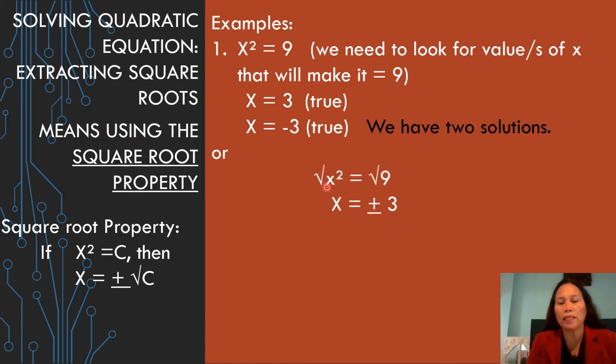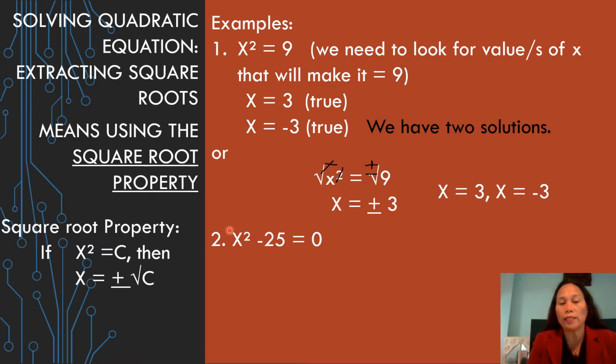Or, pag in-apply na natin ang property ng square root property, so ayan siya, ibig sabihin, in-extract natin yung square root at ito ay magiging positive and negative square root of 9. And what is positive or negative square root of 9? That is positive and negative 3. So, dalawa pa ng value ng x. 3 and negative 3. Let's have another example. Look at this one. X squared minus 25 is equal to 0.